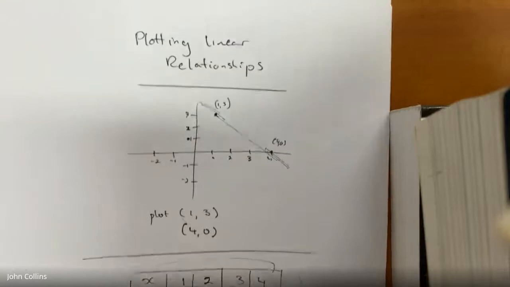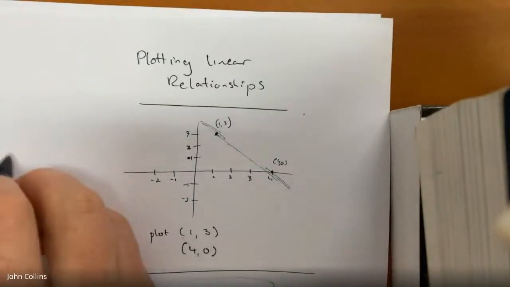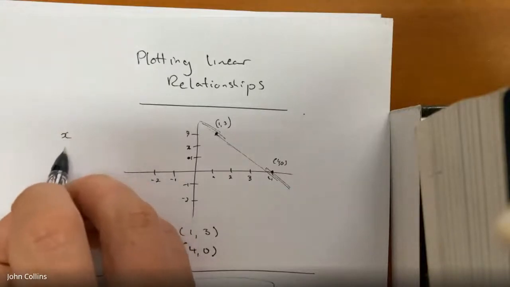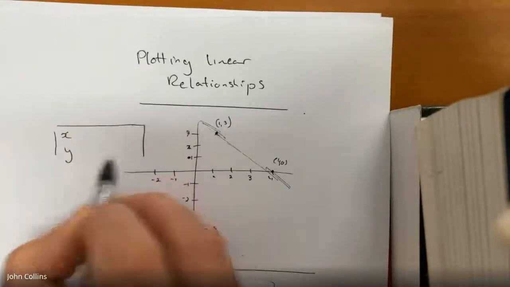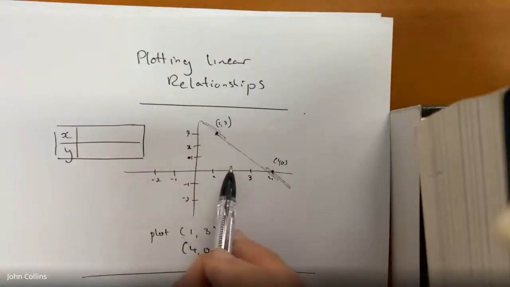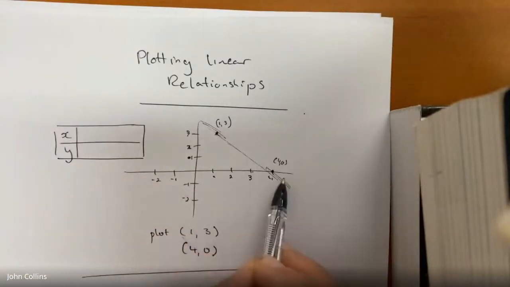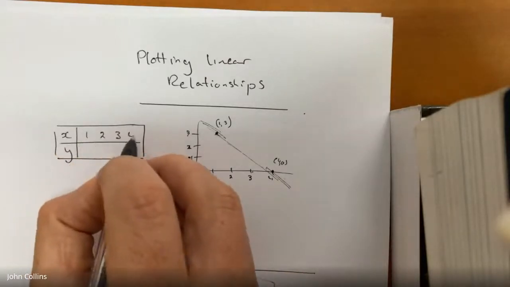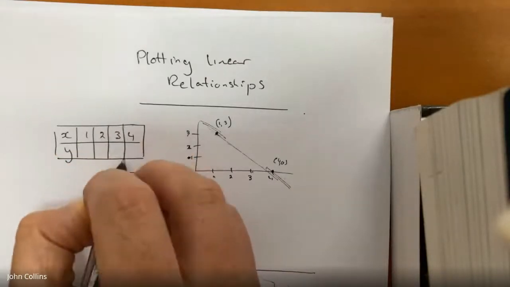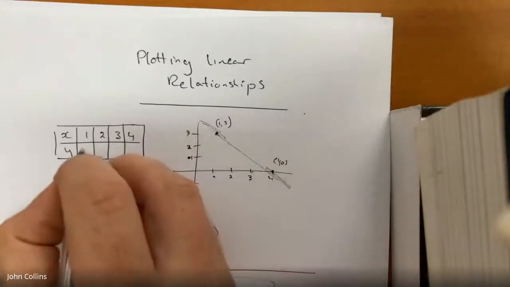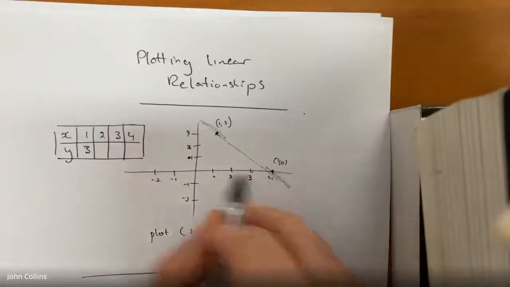Well, this one, yeah, you could try now. I can help you try. If I create a table, it'd be helpful. If I have X and Y, I'm missing some points along the way. I'm missing 2 and 3. I only have 1 and 4 on my X-axis. So I'll do 1, 2, 3, 4, but I have to have 2 blanks. When I sub in 1, I get 3. When I sub in 4, I get 0.